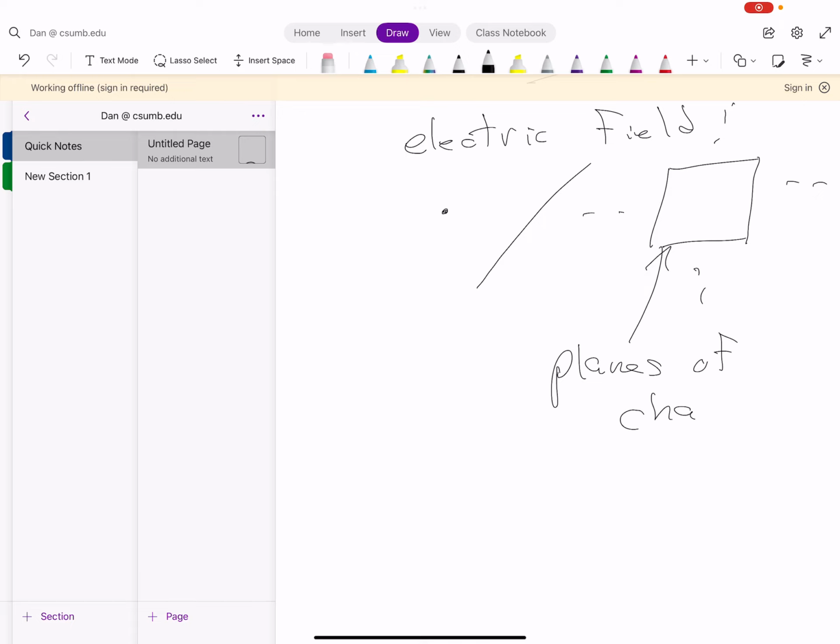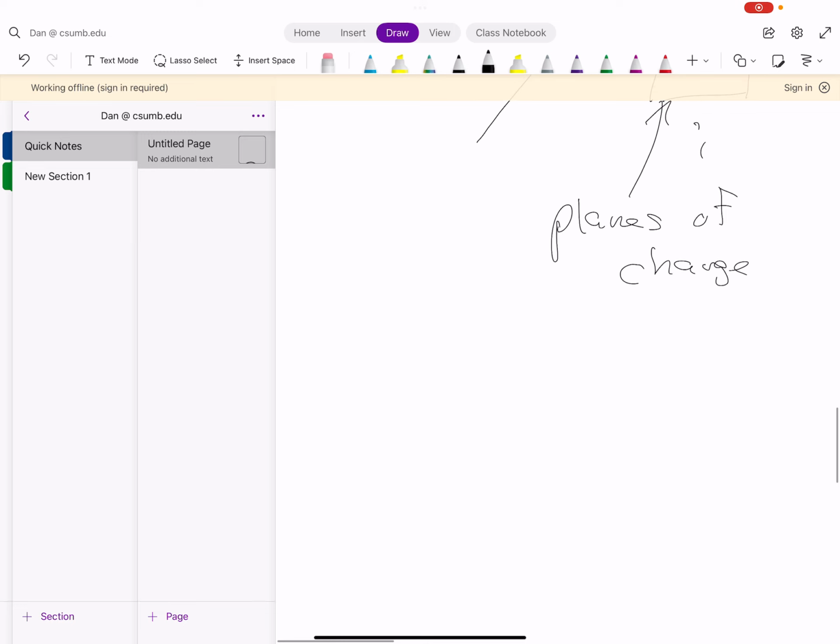And this is going to be similar to something you saw a couple months ago when we were talking about planes of light and the fact that the light doesn't decrease in intensity as we move away or come closer to the plane. Same thing is going to be true for the plane of charge when it's infinite.